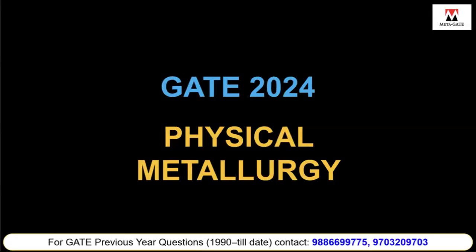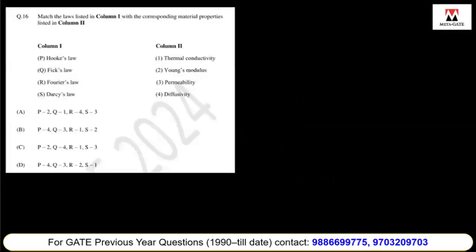Gate 2024 physical metallurgy questions. Match the laws listed corresponding to the material properties listed. Hooke's law tells us about Young's modulus. Fick's law is for diffusivity, Fourier's law is used to calculate thermal conductivity, and Darcy's law is for permeability.